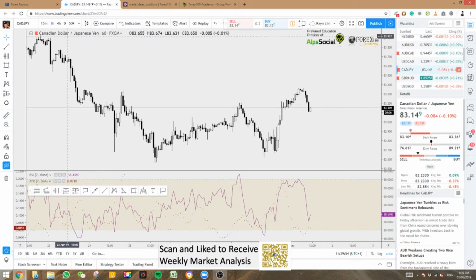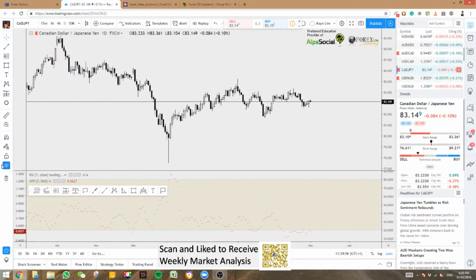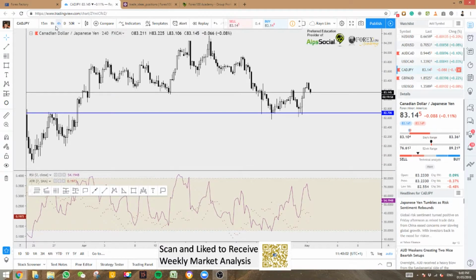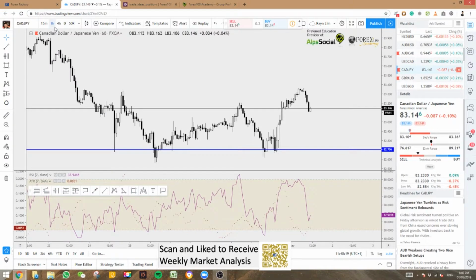Alright, this is what we have. Back to the daily chart. Very simple. This is over here a support. In short, there's nothing much for me. If you're looking for a buying opportunity, of course, if let's say there's a retracement back into the zone, you're looking for a buying opportunity, you can buy it up to this level. Okay, down to 1 hour.